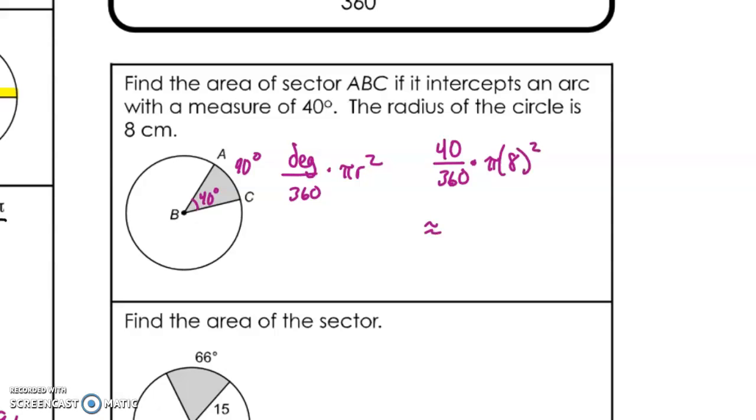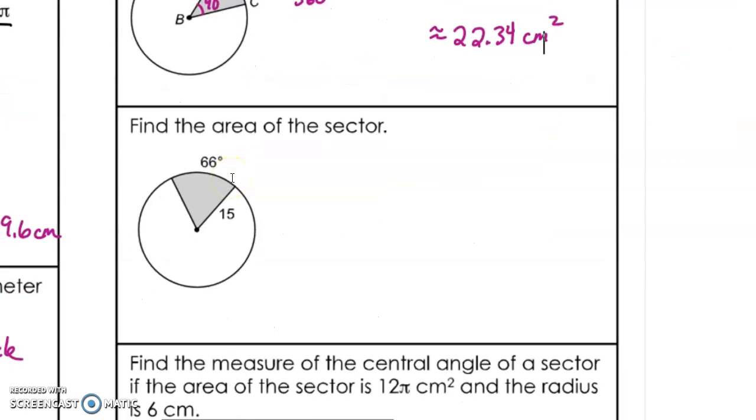Okay, so I'm going to type that in my calculator. When I type it in, it's 40 divided by 360 times pi parentheses 8 squared. That's how I do it. You can also use the fraction key. So let's see what we got here. Times pi times 8 squared. Okay, I got 22.34, and we're in centimeters, but it's an area, so centimeters squared. Okay, go ahead and try this one.